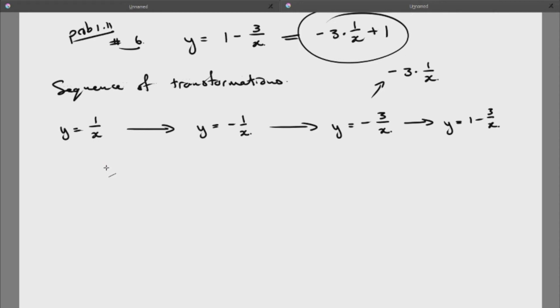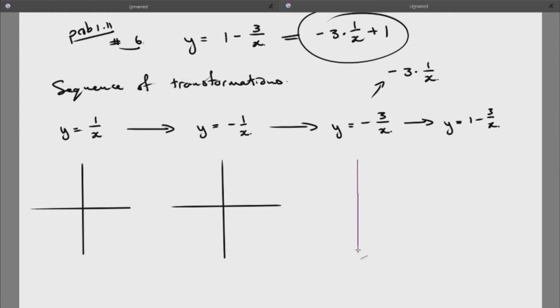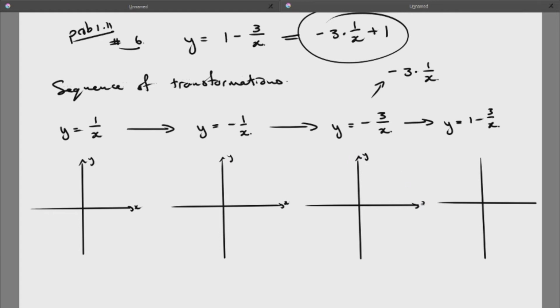Ooh, I'm not going to have space for all these. Really small. Let's make them tiny graphs. But I'll zoom in so they're actually perfectly fine. There we go. I think we can do it. Y and x. Y and x. Okay, zoom in.